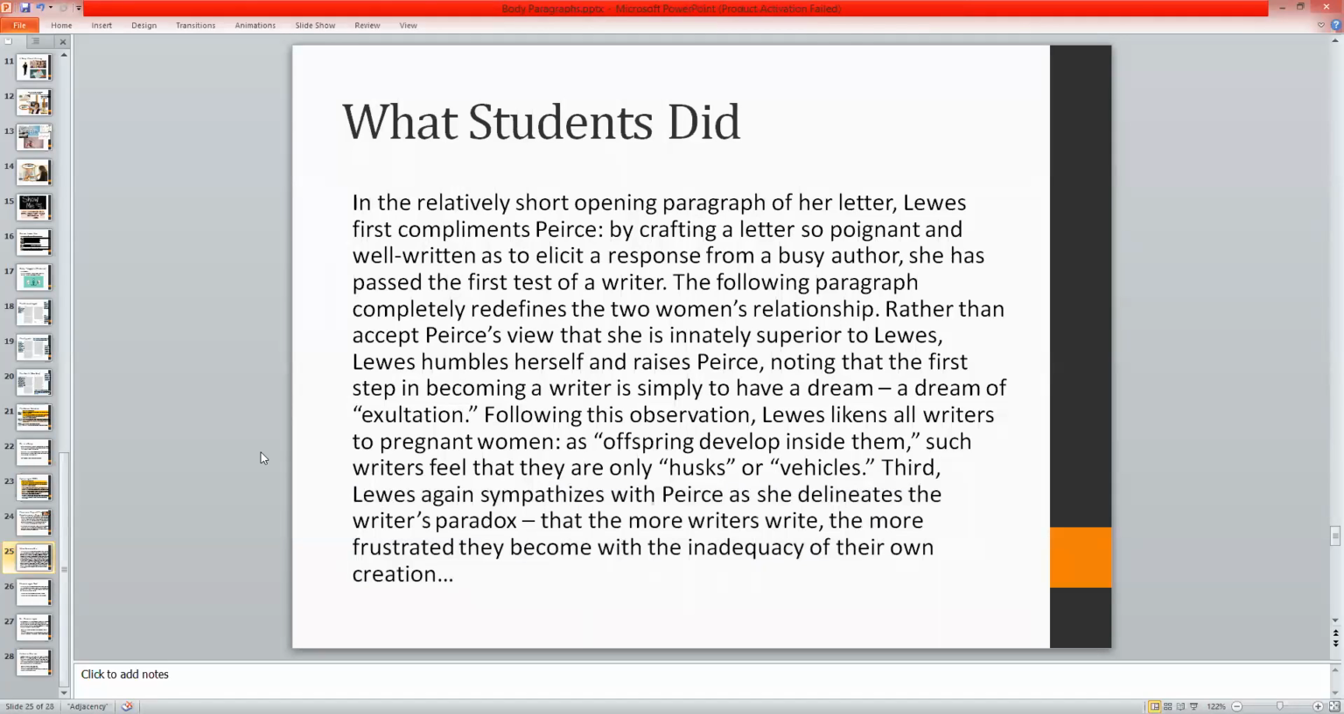So with this in mind, you want to be able to craft your body paragraphs in the same way. Do you have a clear topic sentence? Do you have clear evidence to discuss regarding your topic sentence? And are you explaining it thoroughly throughout?